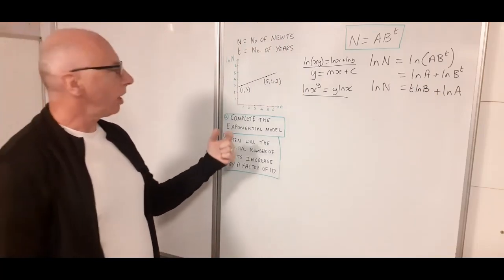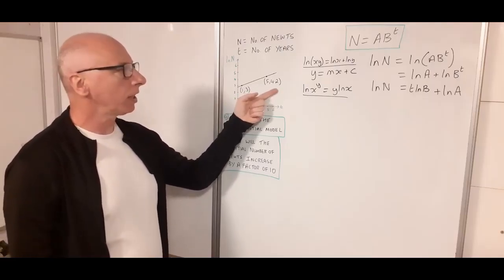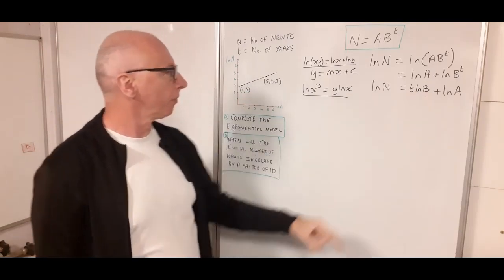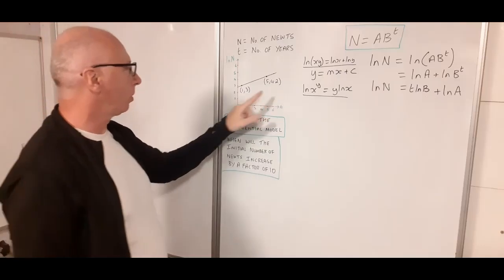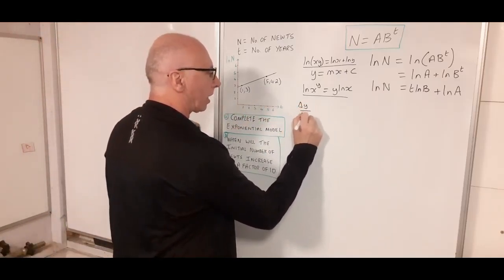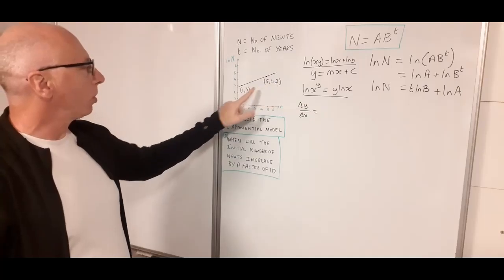Now what I can do is I can apply that here, find my gradient, and then work out which one of these is our gradient. So let's find the gradient here first of all. So changing y over changing x. So what have I got? Changing y goes from 4.2 to 3.